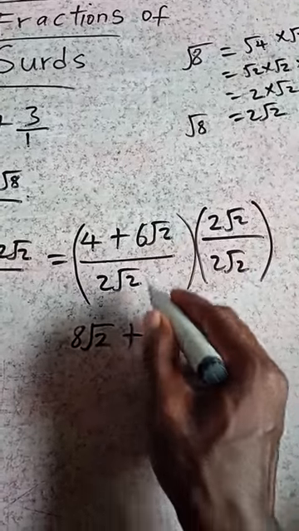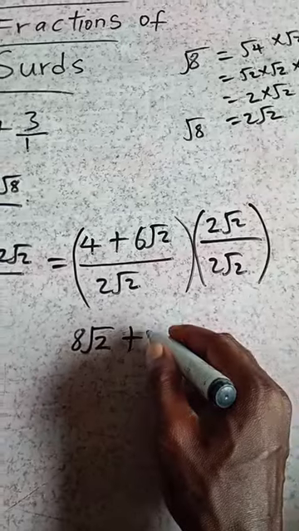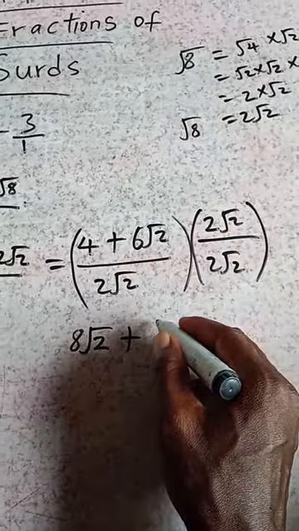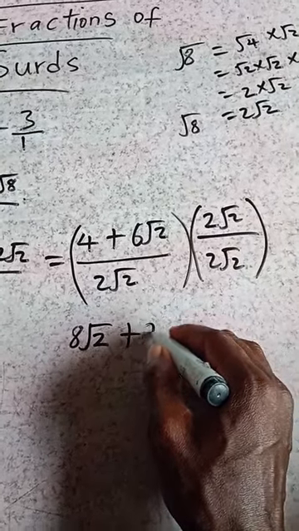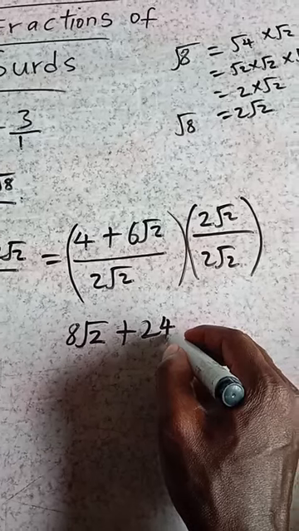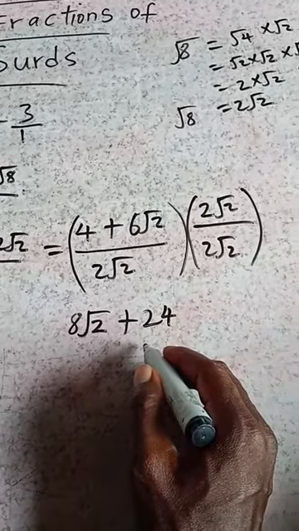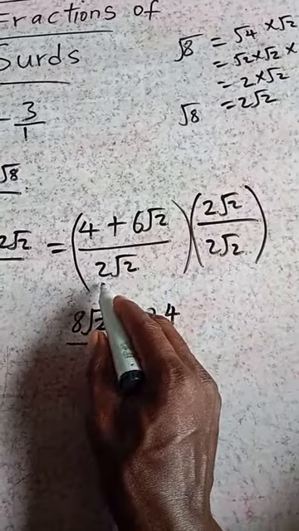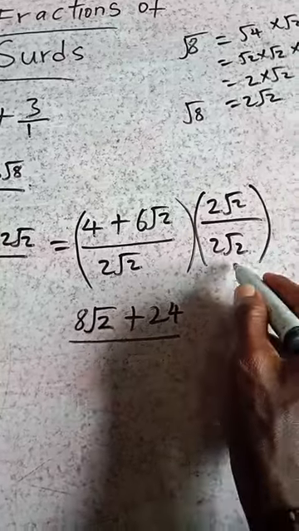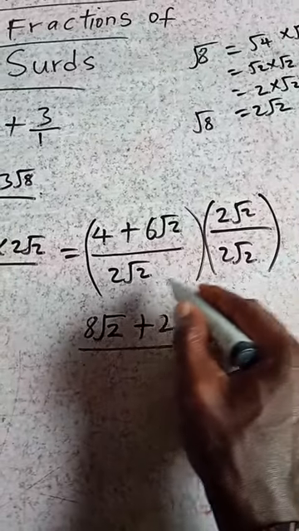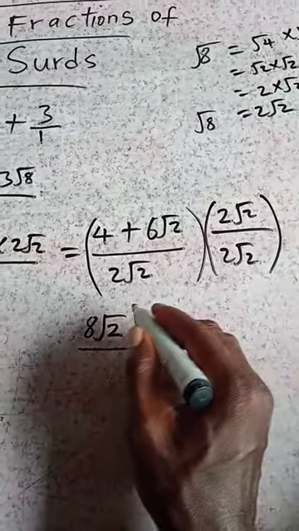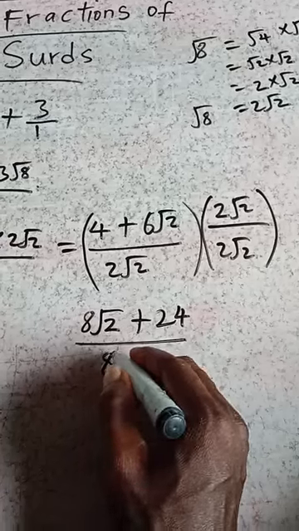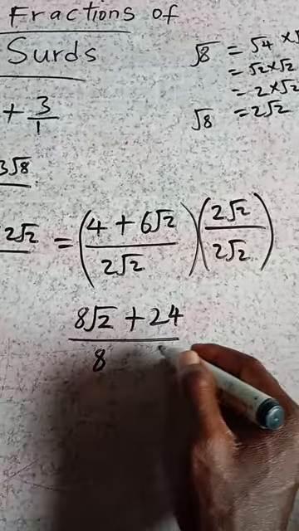It will be 6 times 2, which is 12, and root 2 times root 2 is 2. So it will be 2 times 12, which is 24. Then all over, 2 root 2 times 2 root 2: 2 times 2 is 4, and root 2 times root 2 is 2. So it will be 4 times 2, which is 8. Okay, so we have this.